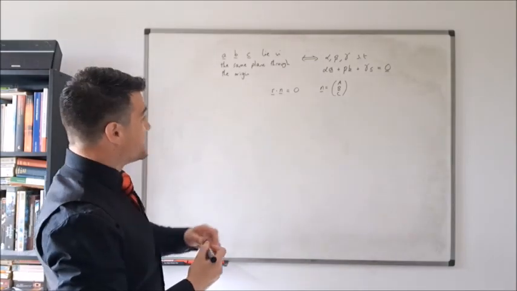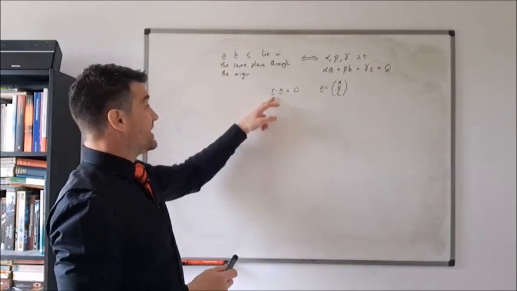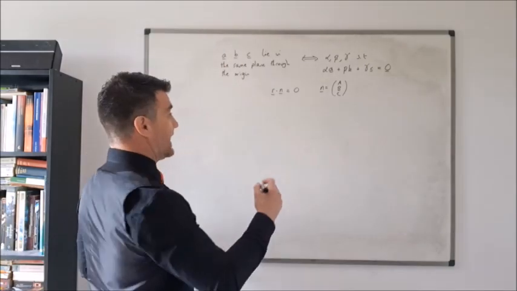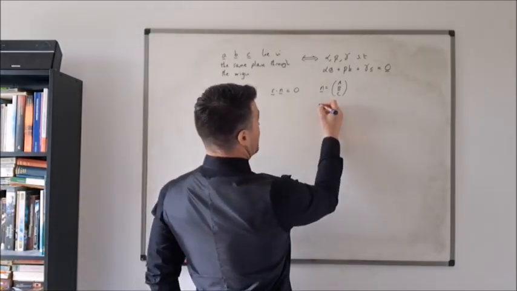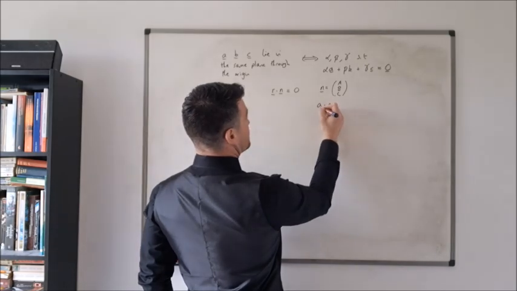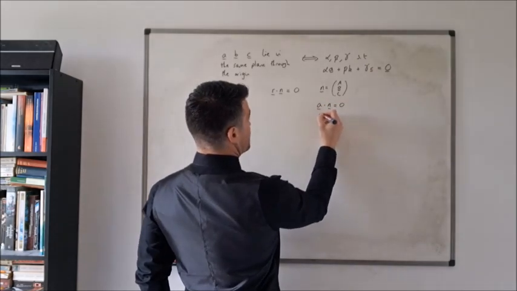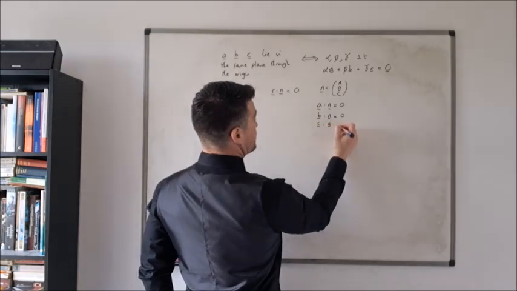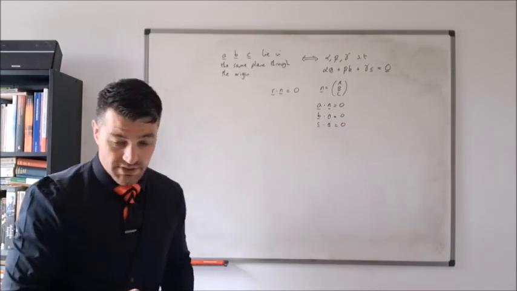Well, we know that a, b, and c are vectors in the plane, so we could replace r with just a, b, or c, and we get the equations a dot n is equal to 0, b dot n is equal to 0, and c dot n is equal to 0.